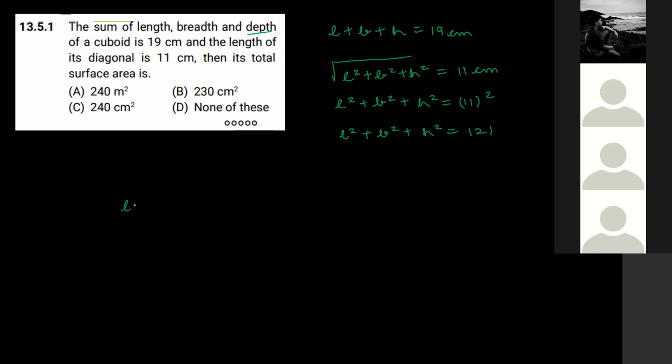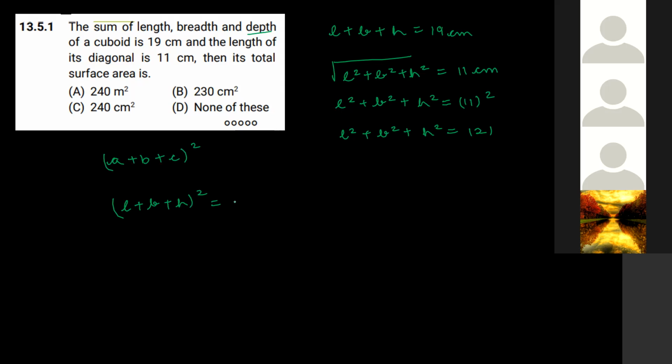Now what I'm going to do is write the whole square for L plus B plus H. Anybody of you who knows the identity for A plus B plus C the whole square? A square plus B square plus C square plus 2 times AB plus BC plus CA. So L square plus B square plus H square plus 2 times LB plus BH plus LH. Can I write it like this? Now, clearly these all three terms contribute as the TSA.